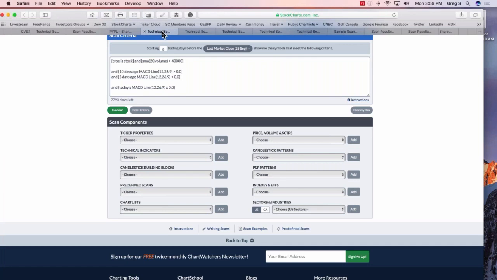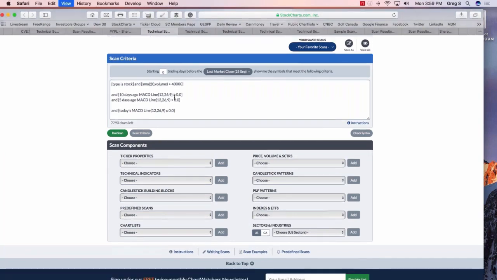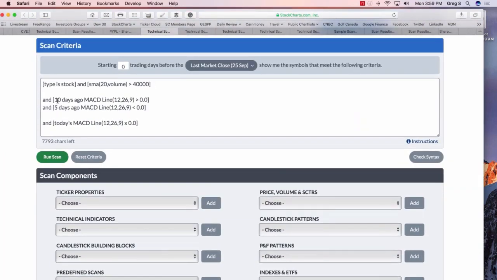So in this particular case, what this stock scan, and I'll enlarge the print for you. What the scan was trying to find was 10 days ago, the MACD line was falling, was above zero. And then 5 days ago, it had dipped below zero. But today's MACD line was turning back up. And so the stock is just gently pulling back and starts to turn up.